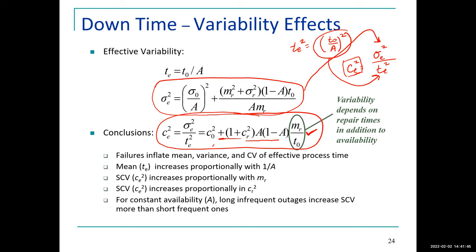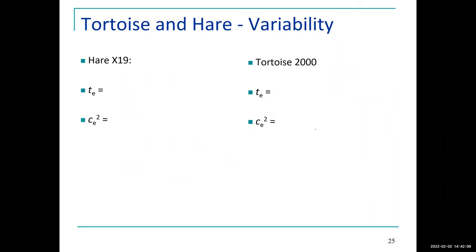Because with longer repair times, this increases that whole expression in terms of the variability of your process. So for constant availability, long infrequent outages increase the squared coefficient of variation more than short frequent ones. Let's show that with some numbers. We can compute the effective mean process time of a job by looking at T0 divided by the availability. For the X19, that's 15 over 0.75, so that's 20 minutes. For the Tortoise 2000, it's 15 minutes also, divided by 0.75, so it's also 20 minutes.